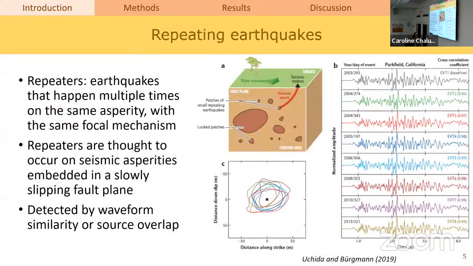Repeating earthquakes are earthquakes that happen multiple times on the same asperity, with the same focal mechanism, and usually with similar magnitudes. They're thought to happen on an asperity embedded within a slowly slipping fault plane, which is why they recur. Because of that, they can be detected in two main ways. One is by looking at their location and source overlap, as in this example. Another technique is by looking at their waveform similarity, as you can see here, they tend to have very similar waveforms.